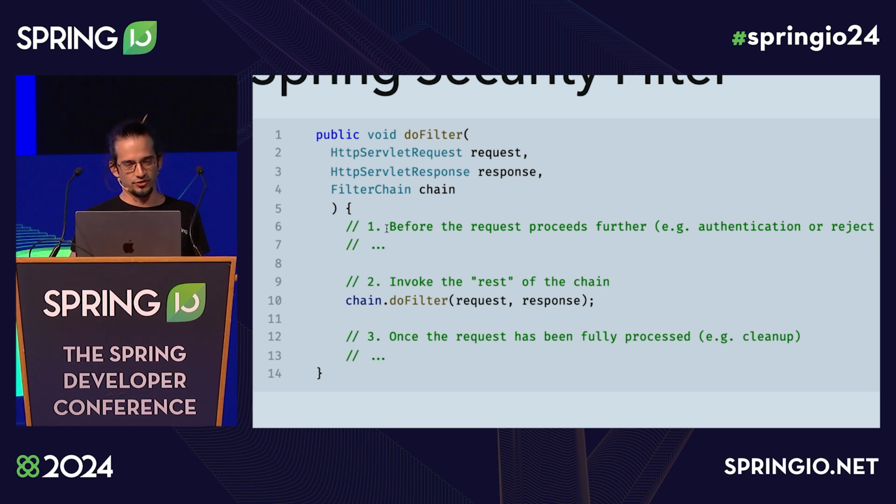And they all kind of work the same. First, they inspect the request object. They make a security decision. Oh, this looks like an attack, I'm going to block it. Or this looks fine, let it through. Then they invoke the rest of the chain. And then sometimes after chain invocation, they do a little bit of cleanup.